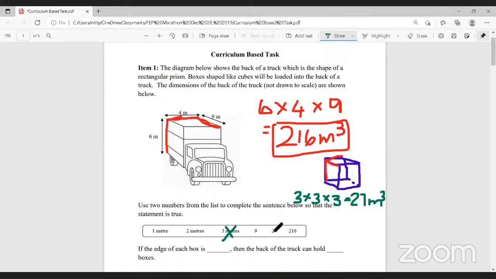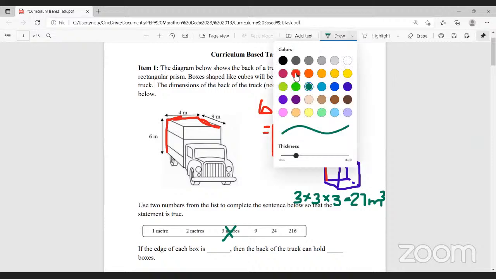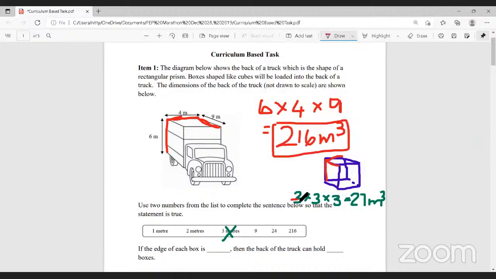Darn it, Harvey says 1 meter. Can you tell us a little more about that? You said 1 meter. How did you know that? What did you do to figure out that, yes, we can try 1 meter? Go ahead and explain to us. And in the meantime, I'm going to draw a line through this here because this one did not work.